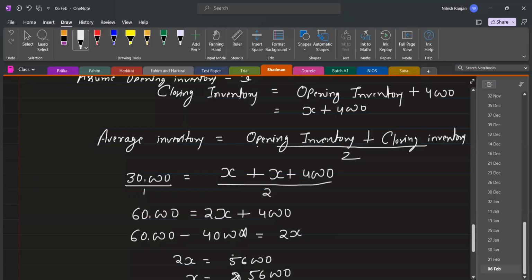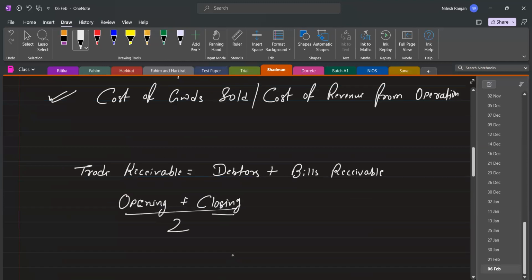What I told you before solving this question. Debtors plus bills receivable. Okay, sir. So can you show the question?